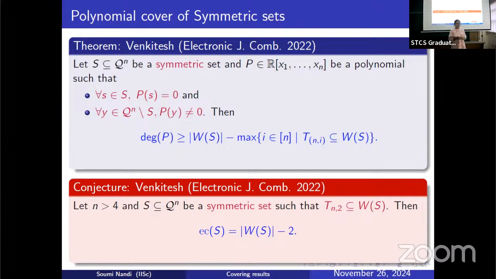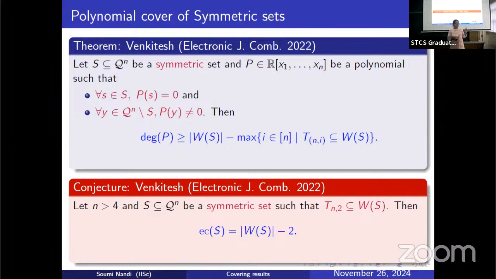So do you want to cover S or do you want to not cover S? For a symmetric set, it is just the same. The complement of a symmetric set is always symmetric. Yeah, but the size of W will change. So if I want to cover S, then the upper bound will be of size W_S. W_S is the number of distinct weights you see? Yes.